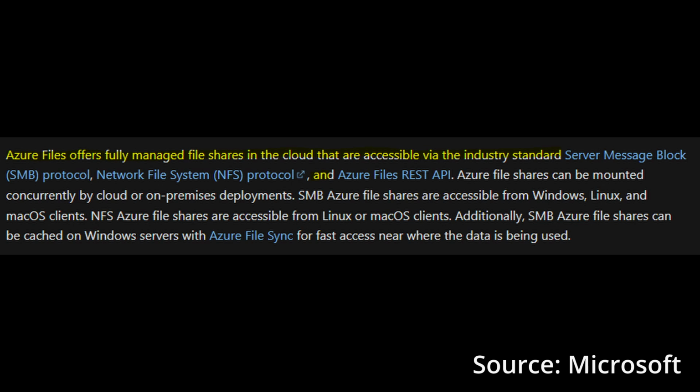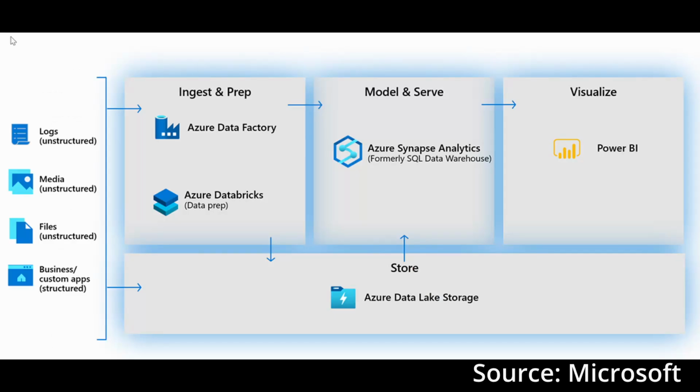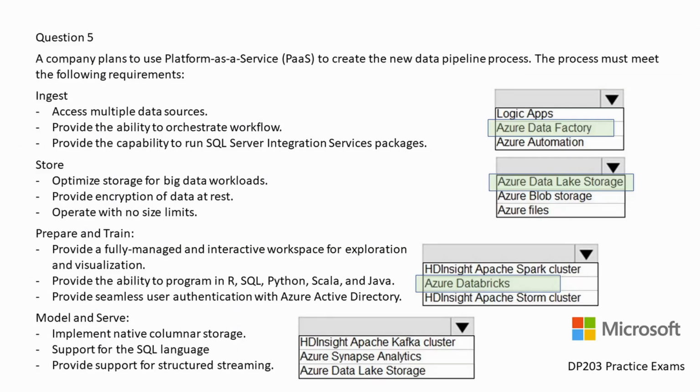For preparing data and training the model, we need to choose the correct answer that can provide a fully managed and interactive workspace for exploration and visualization, provide the ability to program in R, SQL, Python, Scala, and Java, and provide seamless user authentication with Azure Active Directory. And the options are HDInsight Apache Spark Cluster, Azure Databricks, HDInsight Apache Storm Cluster. We need the interactive workspace and visualization, using a variety of programming languages, so we can always think of Azure Databricks. The other two options are not relevant.